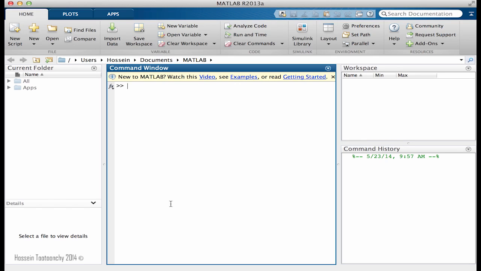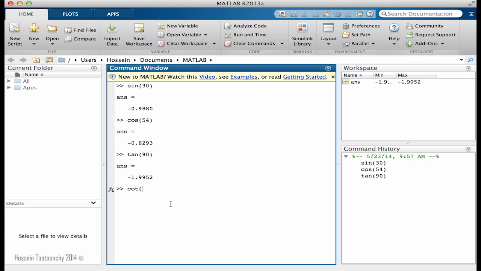The good point about trigonometric functions in Matlab is that it's really easy to use them because we literally type them the same way as we call them. To give you an example, if you want to find the sine of 30, I can easily find it. Cosine, the same thing. Tangent, the same thing, and cotangent. These are the basic ones, and there are a lot that I'm going to cover. But to start with, these are the four ones that we use a lot.